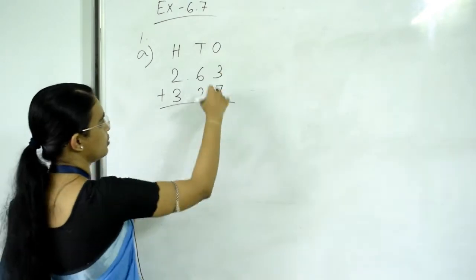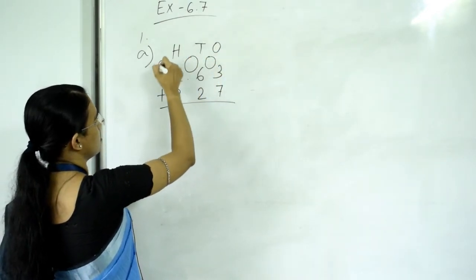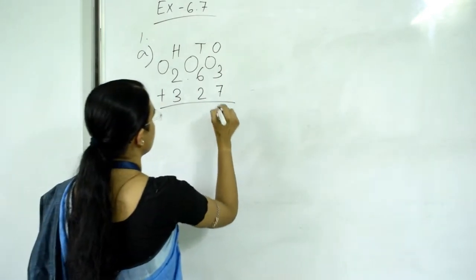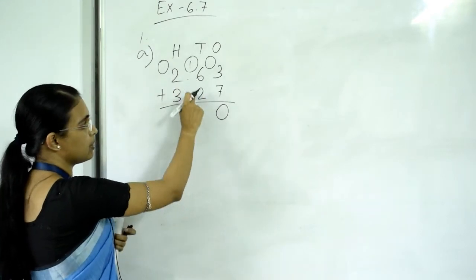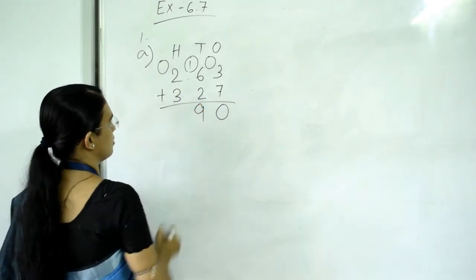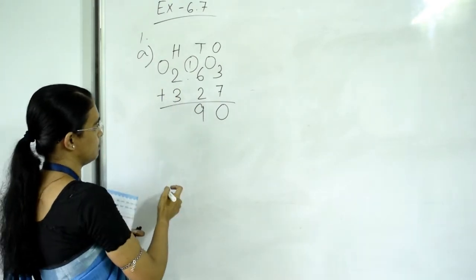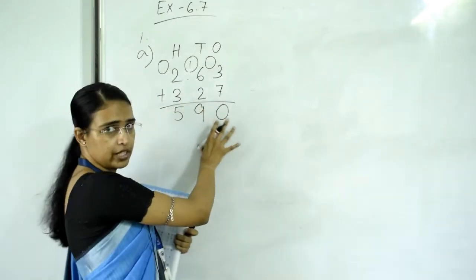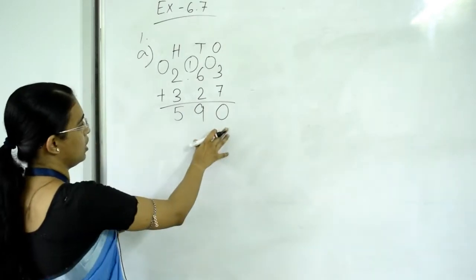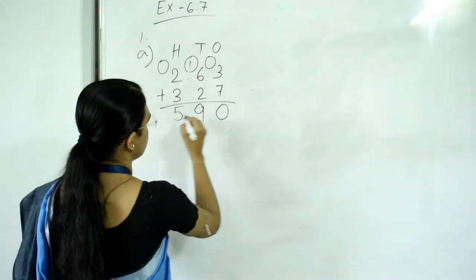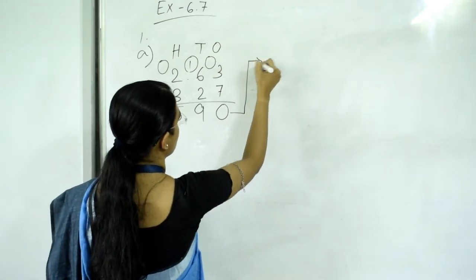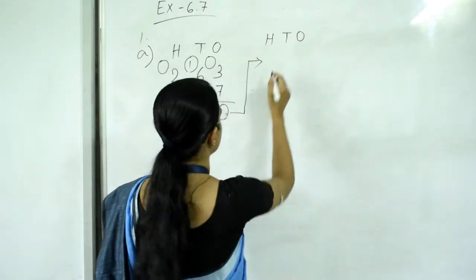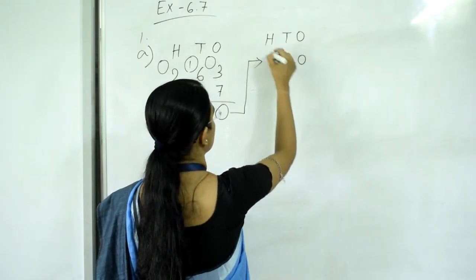First we check the ones place. 3 plus 7 is 10, so 0, carry 1. 6 plus 1 is 7, 7 plus 2 is 9. Then 2 plus 3 is 5. So the sum is 590. Now, after this, you have to do the subtraction also. Write this number, 590, at the top according to place.